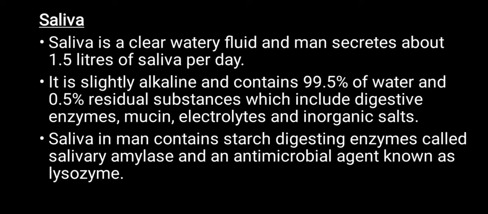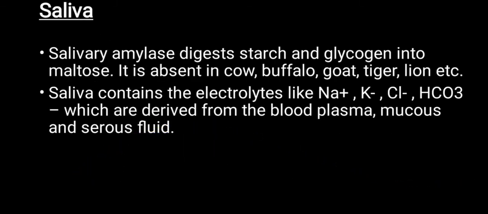Saliva in man contains a starch digesting enzyme, called salivary amylase. It also contains an enzyme called lysozyme. Lysozyme is an enzyme which destroys the bacteria that enter our mouth. As we said, it contains the enzyme salivary amylase, and its function is to digest starch and glycogen. This complex substance is broken down into simple sugars, namely maltose. Salivary amylase is absent in cow, buffalo, goat, tiger, lion, and many other animals.